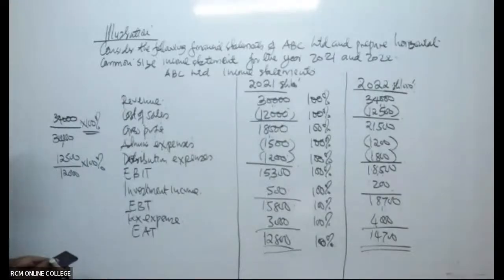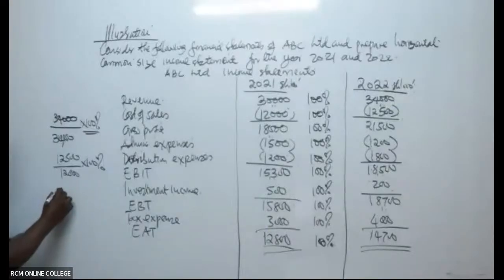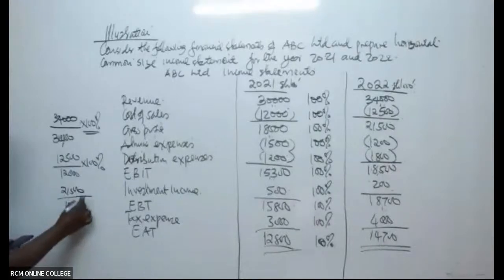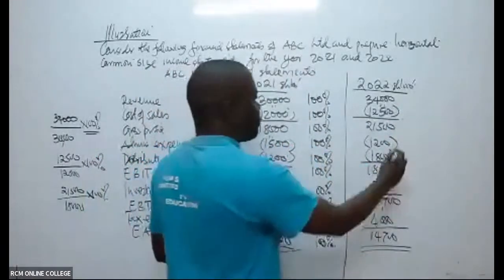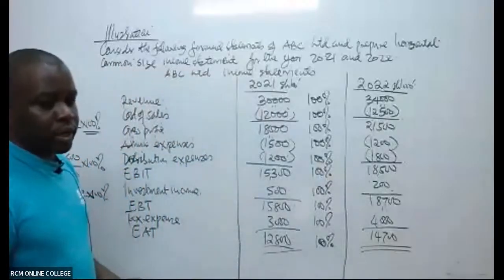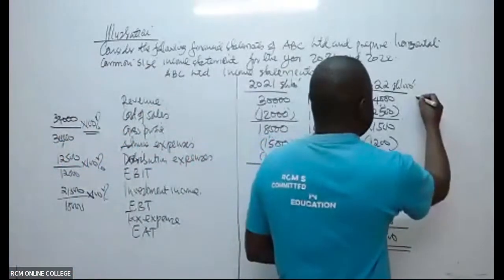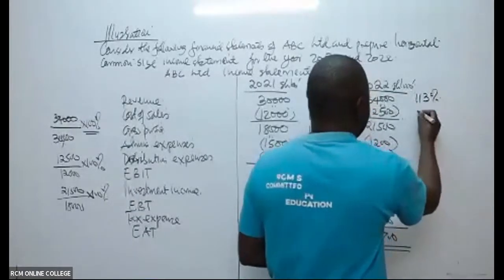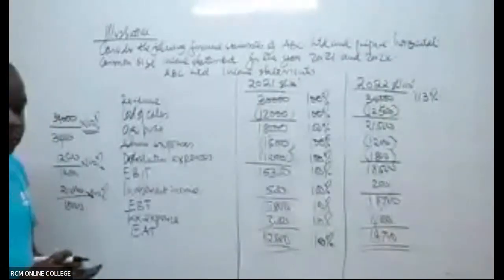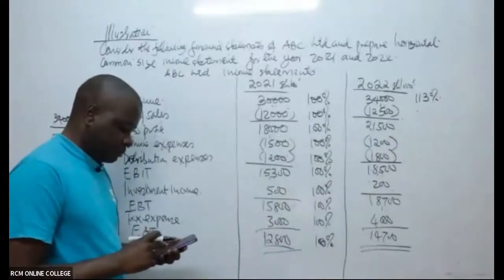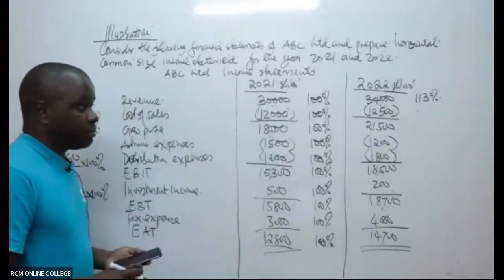The same case with gross profit. You take 21,500 over 18,000. You multiply by 100%. I don't know, what are you getting as the percentage here for the first item? 113%. So this one is 113%. What about this other one of cost of sales? That is 113%.